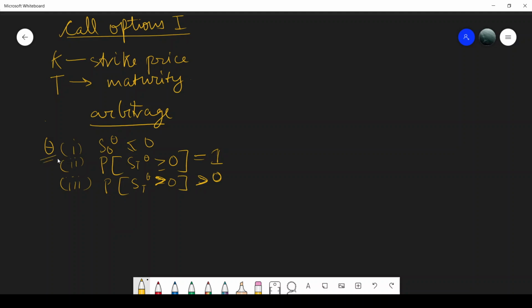Self-financing basically means that you don't take money from anywhere else. The capital that you use is what you have with you. Basically it's net no profit no loss. So I'm going to explain these conditions one by one.